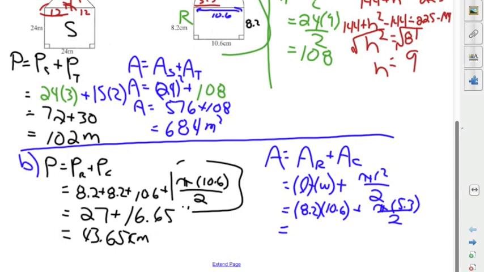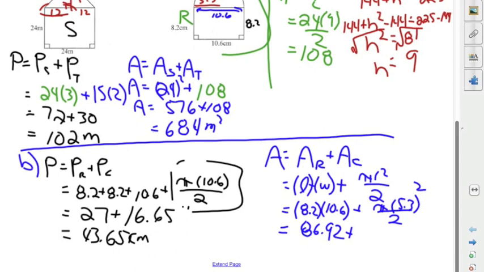It was 10.6 times 8.2, which is 86.92. What's the other side? Pi times 5.3 squared, isn't it? Divided by 2. Doesn't that just cancel it out? No, you can only cancel the 2 if you multiply by 2. It's really 5.3 times 5.3. Okay, so we got pi times 5.3 squared divided by 2.